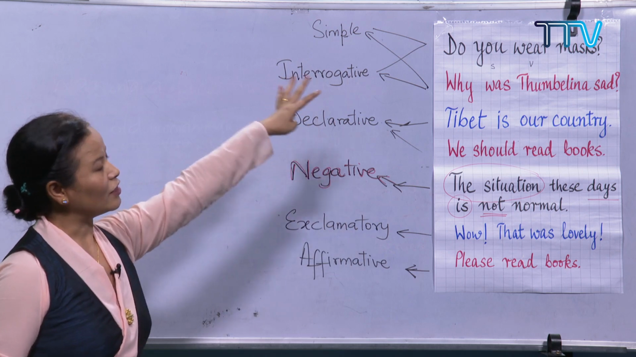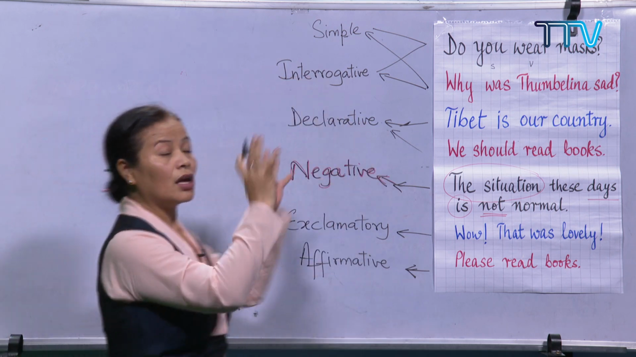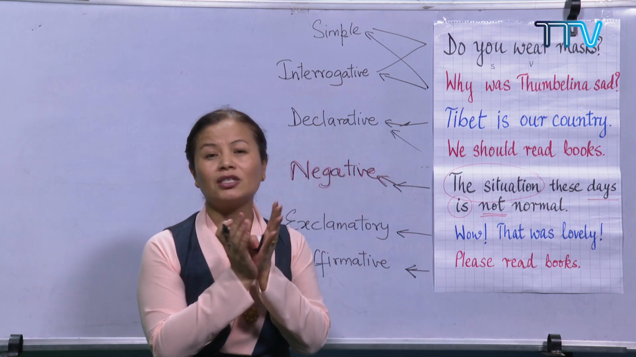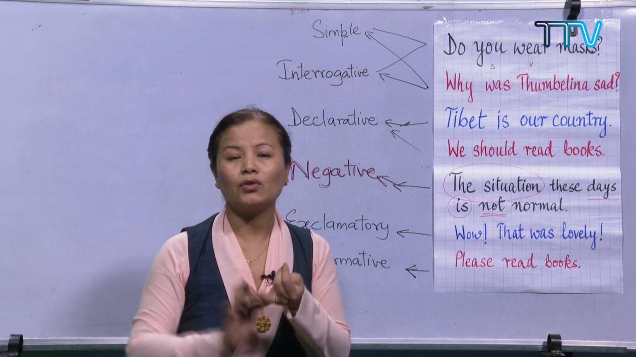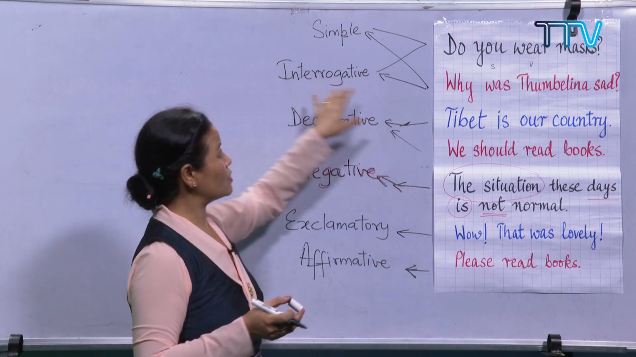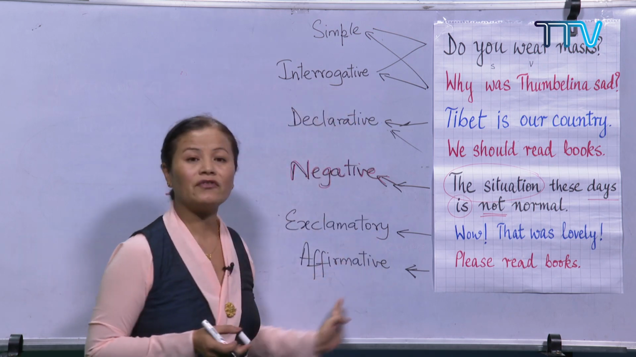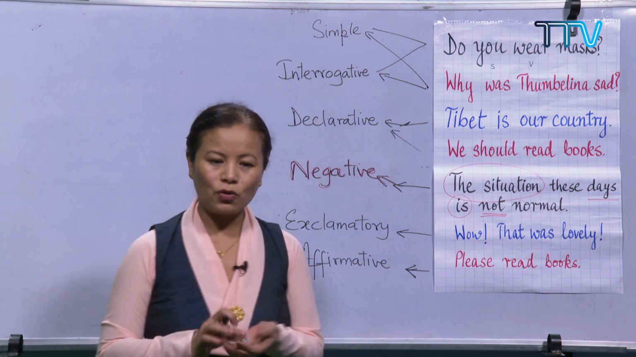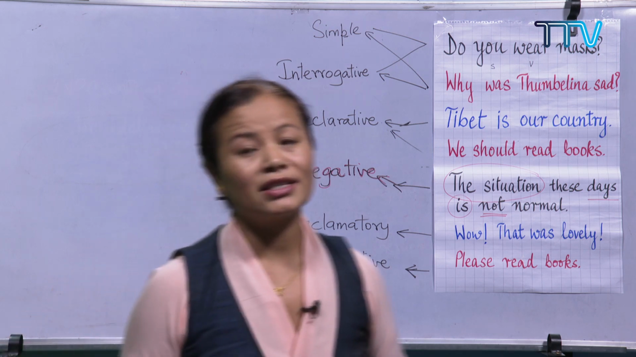So what do you find? Okay, here a simple sentence means like the sentence, we are grouping the sentence based on the structure. Structurally, we have simple, compound, complex, and compound complex sentences. And based on functions, we have interrogative, declarative, negative, exclamatory, affirmative sentences. So I hope you got all things clear.